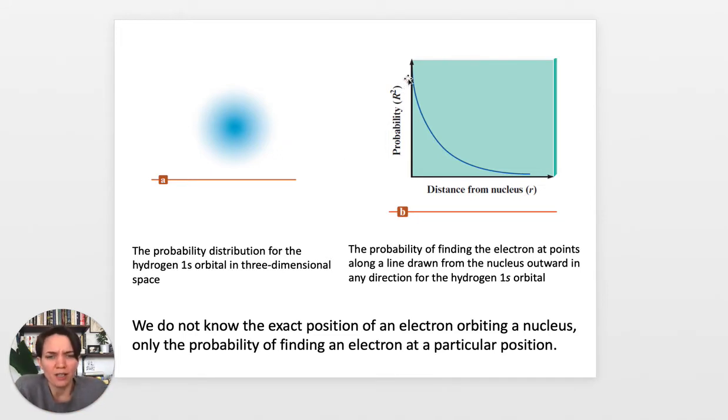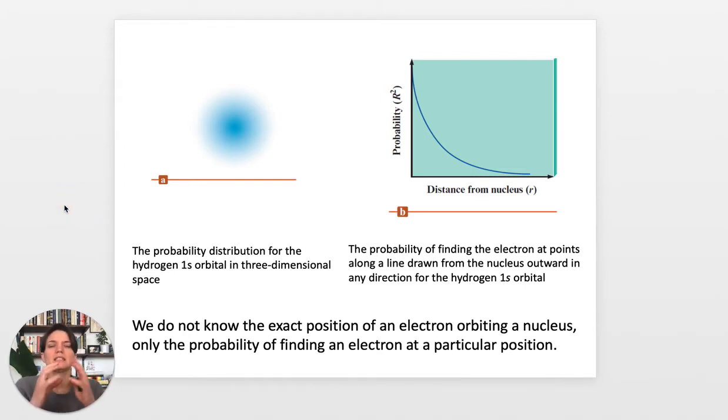So we can see that the probability of finding that electron gets higher the closer you are to the nucleus, which makes sense because we talked about how the closer an electron is to the nucleus, the more stable it is. So that's a big concept. We don't know the exact position of an electron orbiting the nucleus, only the probability of finding an electron there.